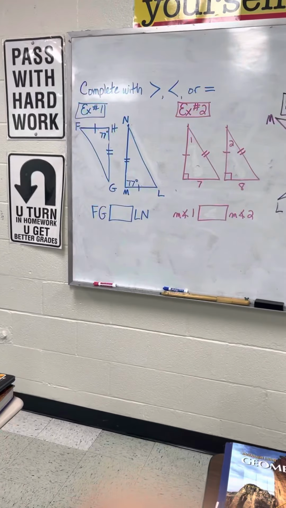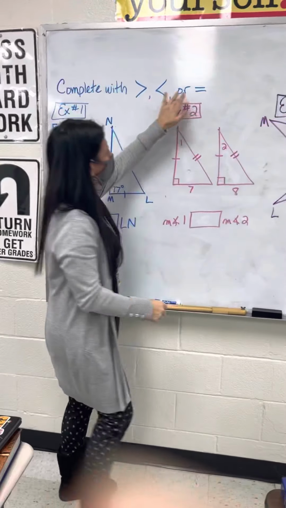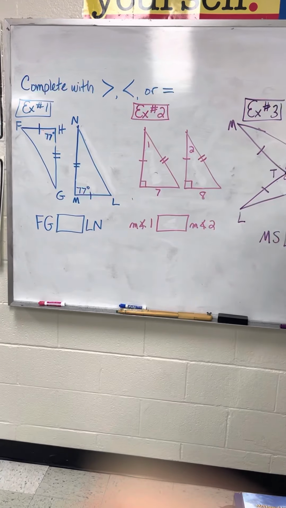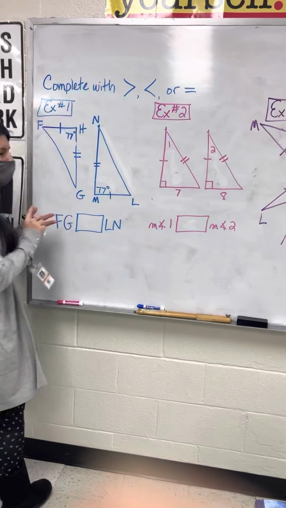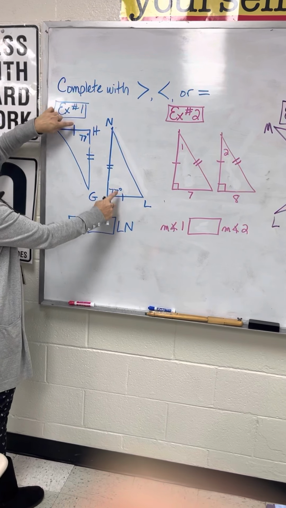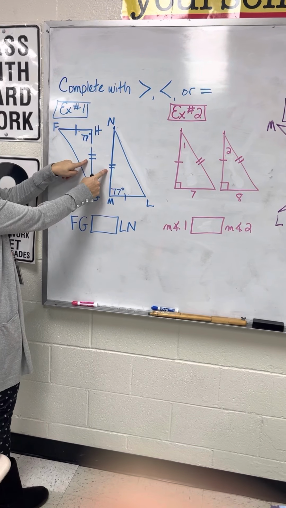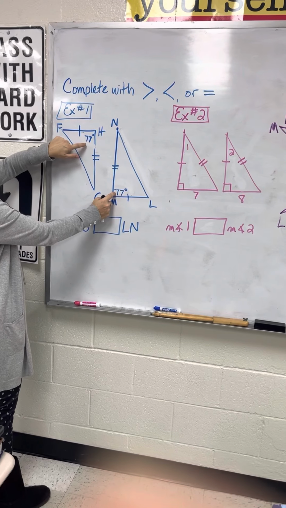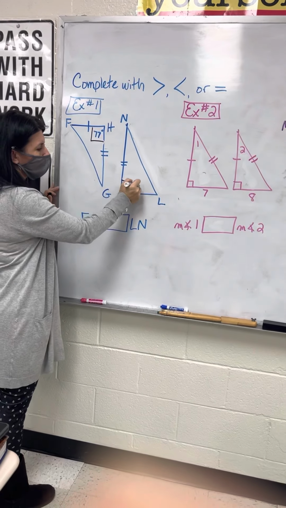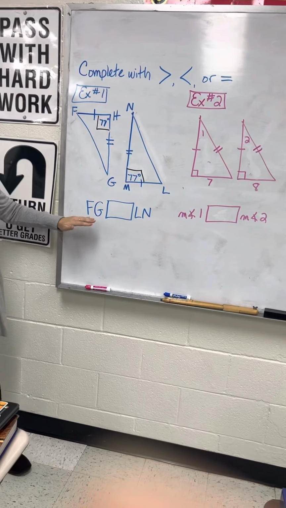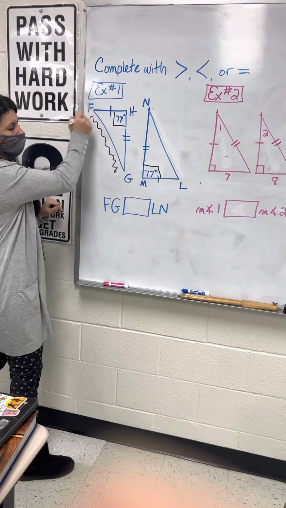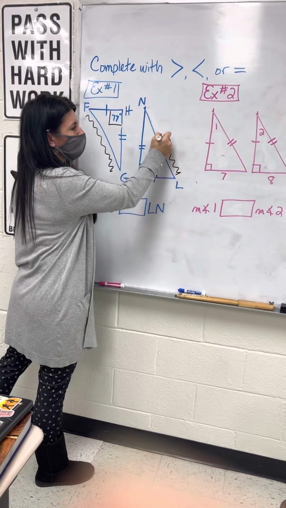Okay, the directions say complete with greater than, less than, or equal to. The first example in blue. Remember, to use the hinge theorem, we have to have two sets of congruent sides. These are marked as congruent. These are marked as congruent. This is my included angle. So this angle is what we're going to pay attention to. We need to compare which one's bigger or smaller. FG, this one here, or LN.